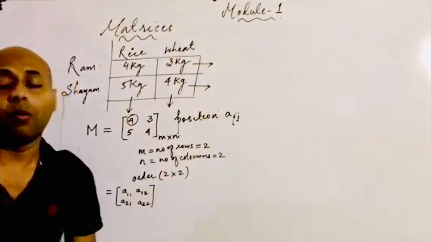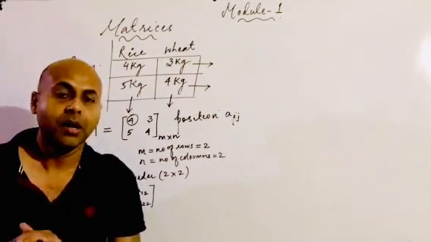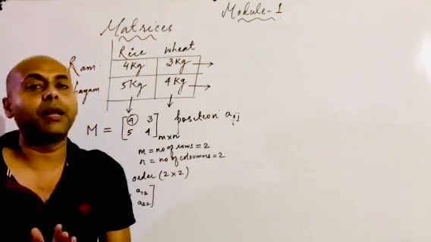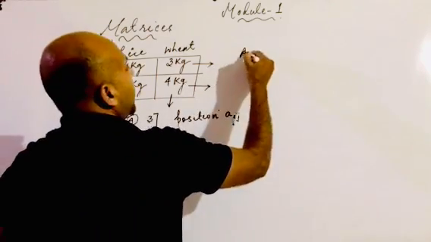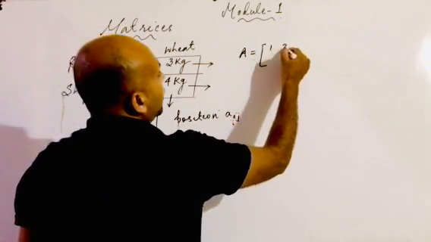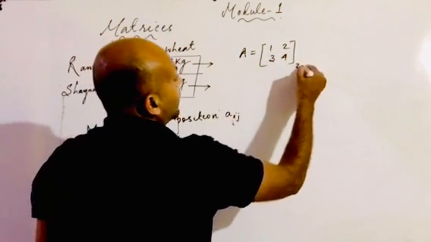Now, before I move to the types of matrices, first of all, children, you should know two things here. One is called comparable matrices, another is equal matrices. What is the meaning of comparable and equal? Suppose two matrices are provided to you. A matrix A is given and the value of A is 1, 2, 3 and 4. Tell me, children, what is the order of this? The order is 2 by 2.